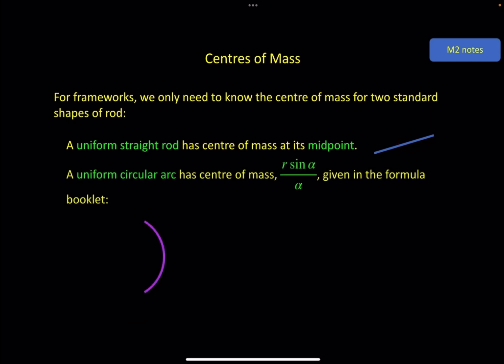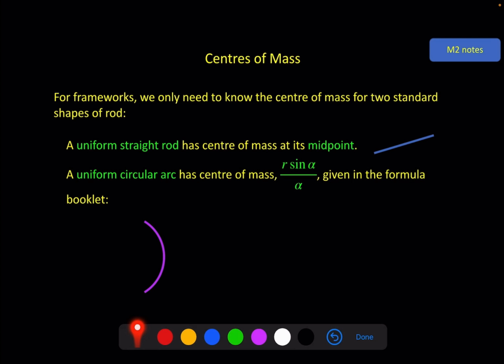We also need to know a uniform circular arc, and that has a center of mass similar to a sector of a circle, r sine alpha over alpha, and this is given in the formula booklet, as with the sector. And as with the sector, it's assuming that you've got a center point here of the full circle, as it would be, coming out, of course, with a line of symmetry down the middle, and like the sector, this angle in the middle is 2 alpha, and the alpha that's in the formula is half of that.